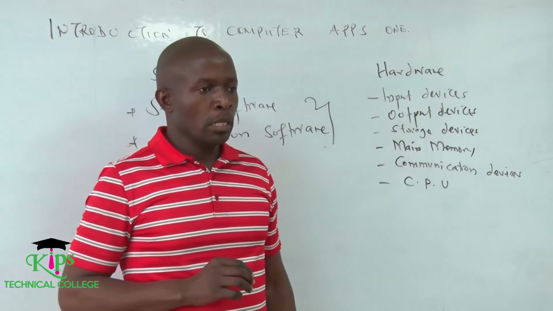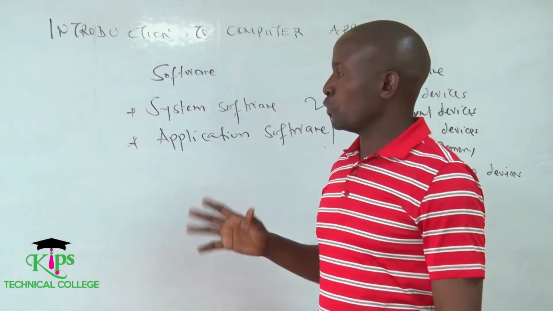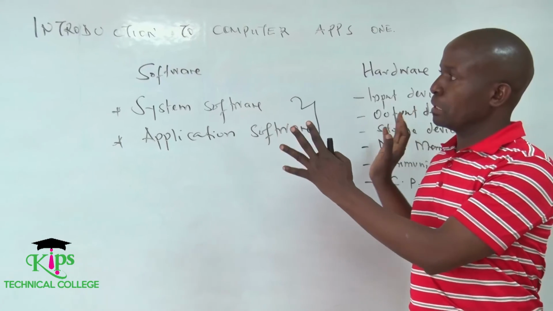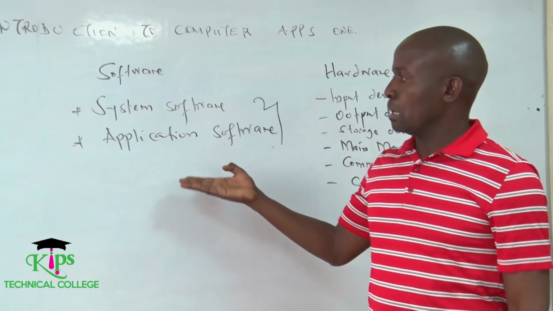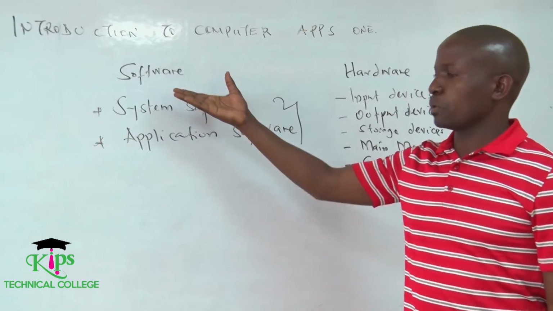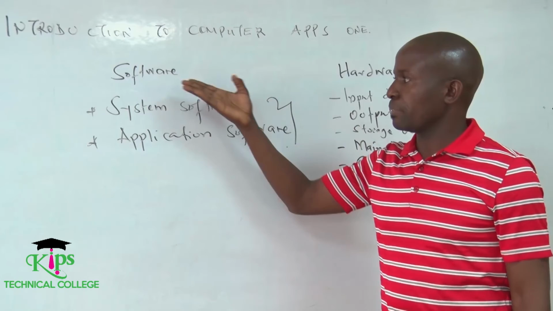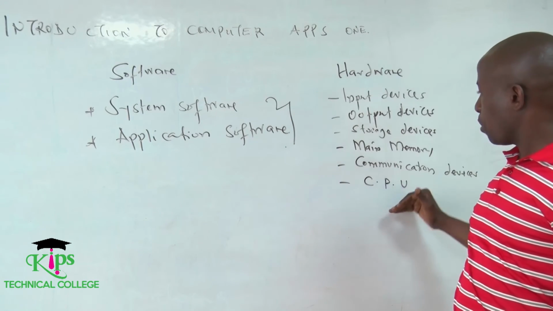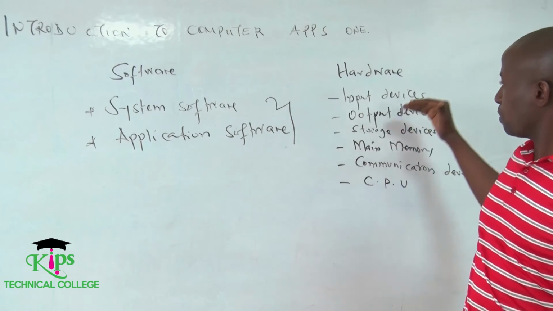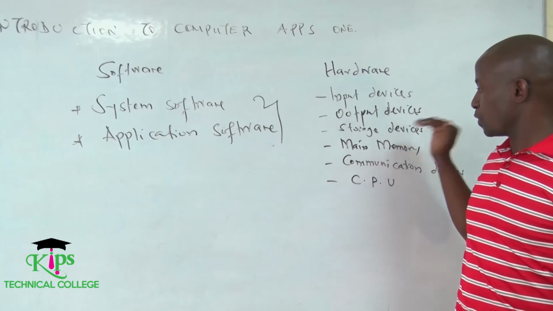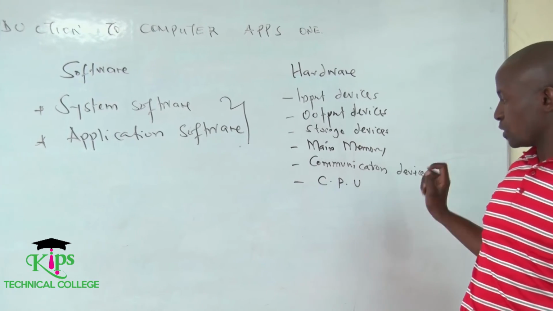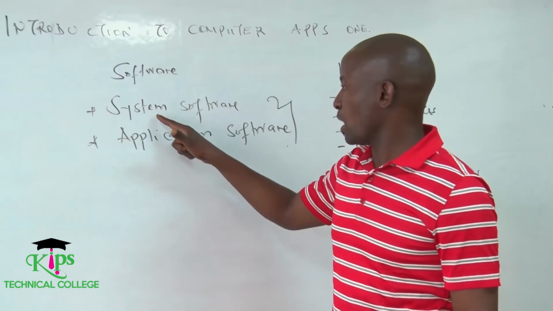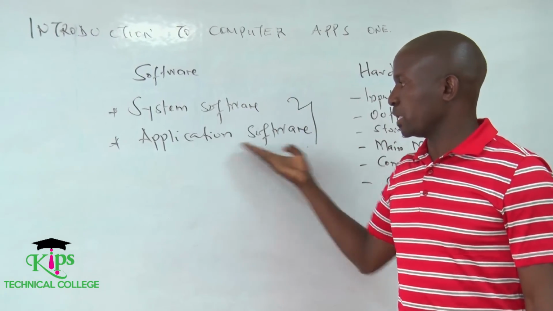So, for today's lesson, I just thought I would dissect the introductory part of this unit for us to understand what really makes up a computer. That is, software and hardware. We have the hardware components, like you've listed them: the input, output, storage devices, the main memory, the communication devices, and the CPU. And when we come to the software part, we have the system software and the application software.